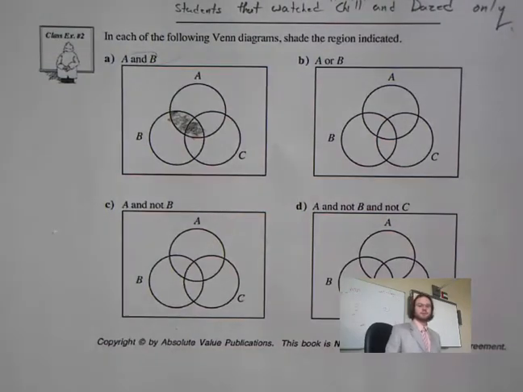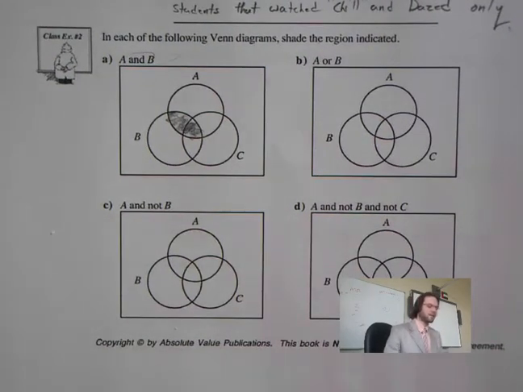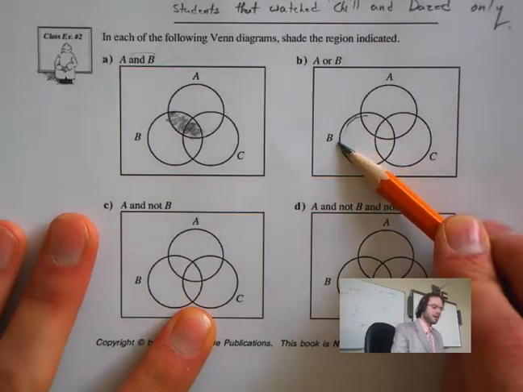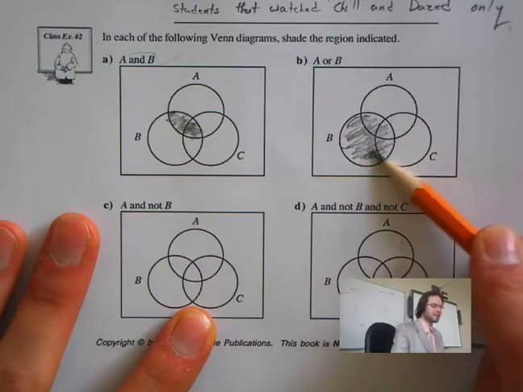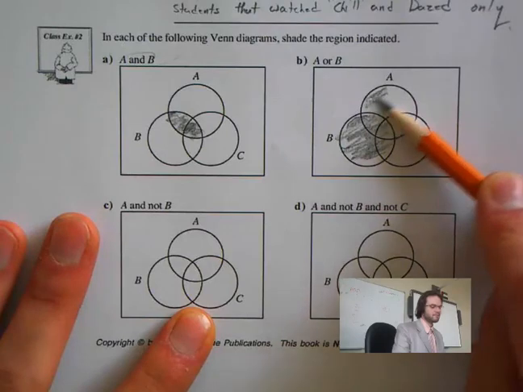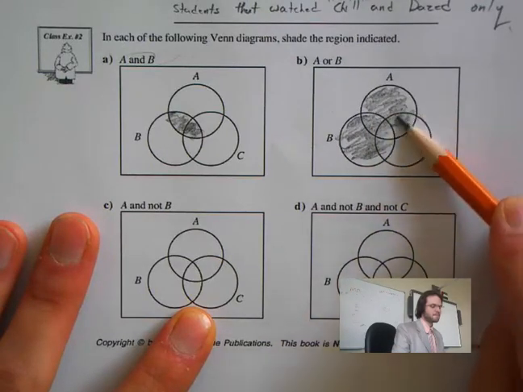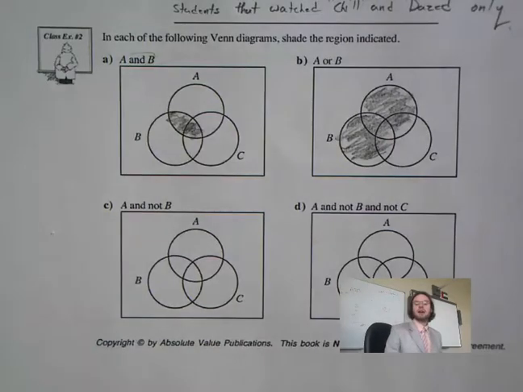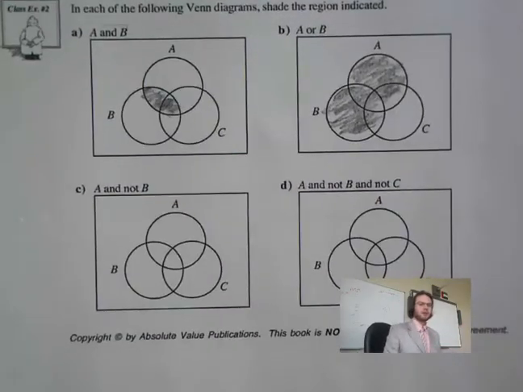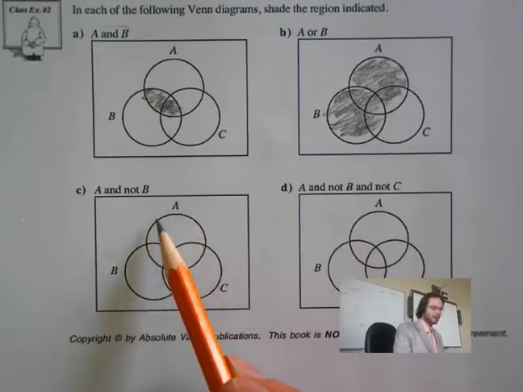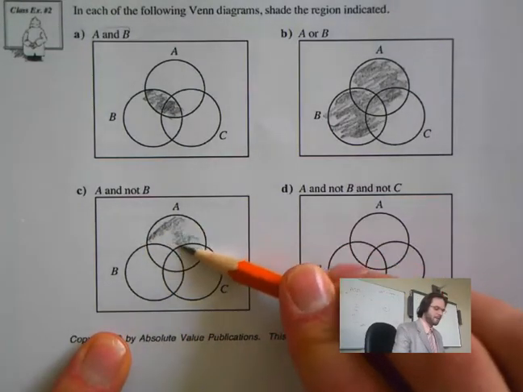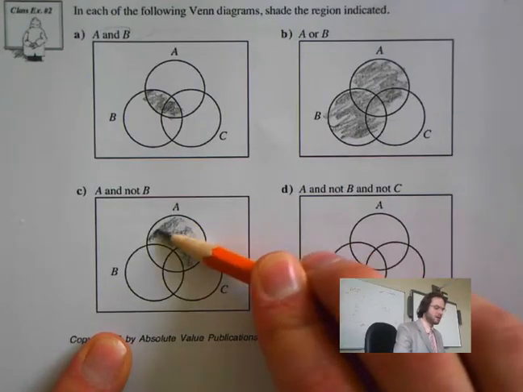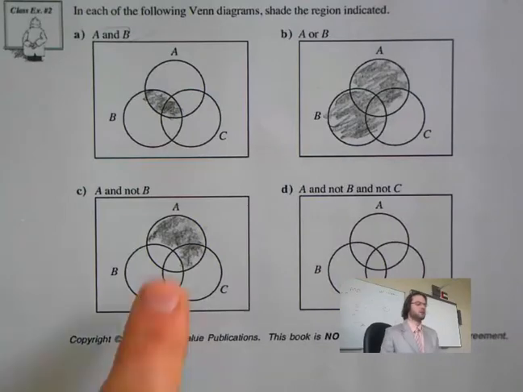The next one says A or B. Well, that could be anything in circle A or circle B. So we kind of ignore C for these first two because C is not brought up. So we just ignore it, and it's kind of like doing the double circles. Okay? Next one says A and not B. So once again, we want everything in A, but it cannot be in B. So everything in A, but it's not in B.